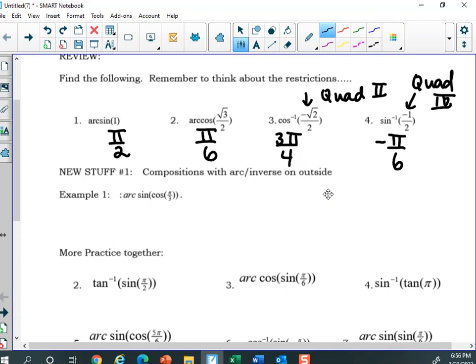Compositions. In these problems, we're going to do kind of 2 things at once. We're going to use our unit circle, and we're going to find a value. And then we're going to take that value, and based on that value and a function combo, go back to an angle. We are going to go inside out. Start on the inside.